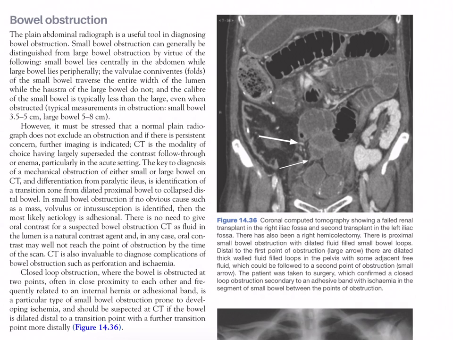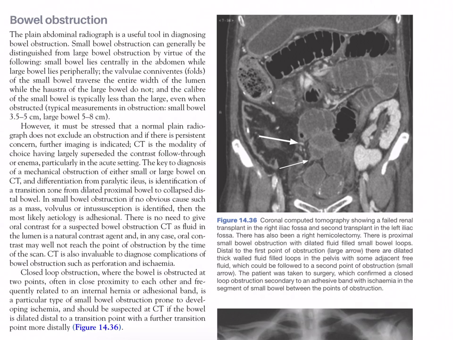So this is figure 14.36, coronal computed tomography showing a failed renal transplant in the right iliac fossa and a second transplant in the left iliac fossa. There has also been a right hemicolectomy. There is proximal small bowel obstruction with dilated fluid filled small bowel loops distal to the first point of obstruction, large arrow. There are dilated thick walled fluid filled loops in the pelvis with some adjacent free fluid, which could be followed to a second point of obstruction, the small arrow.